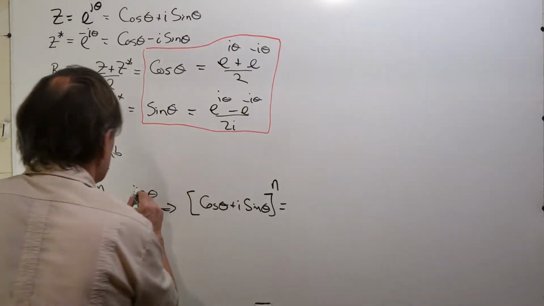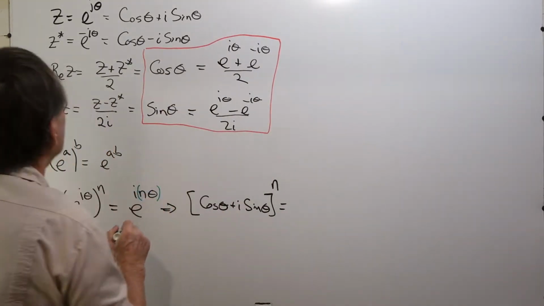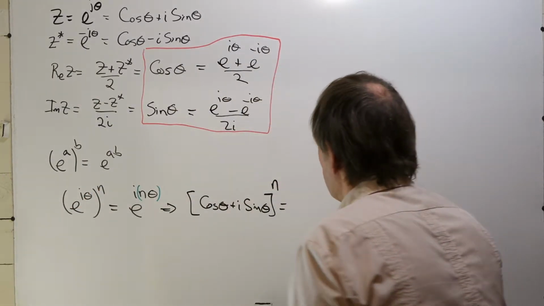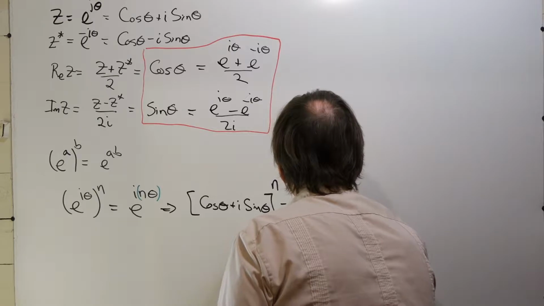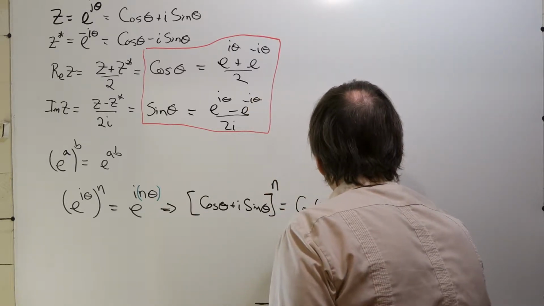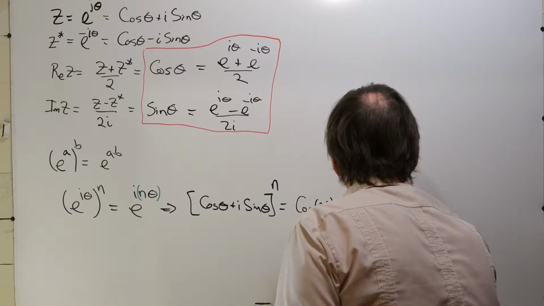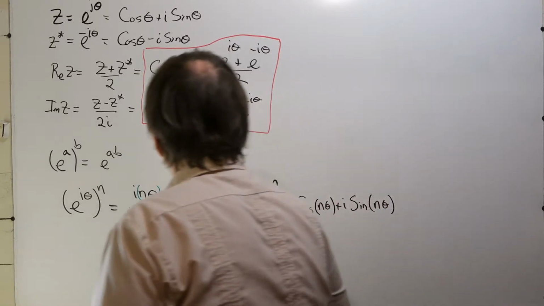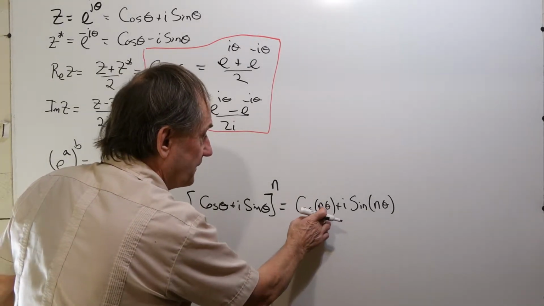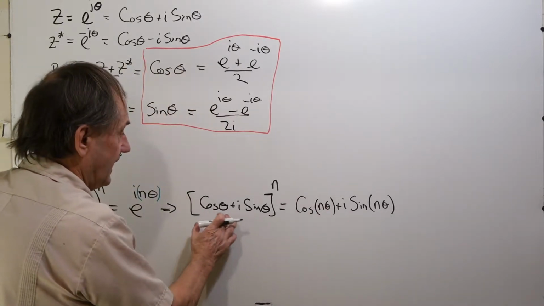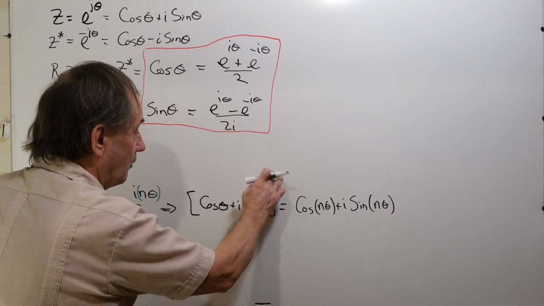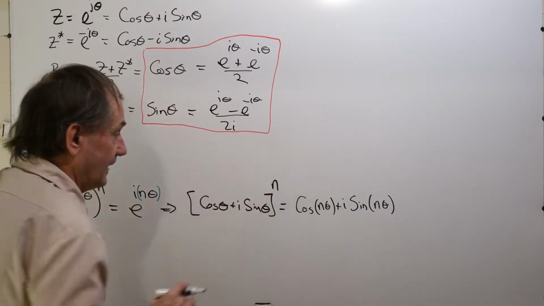We can think of this as being our angle and write this as cosine of the angle, which is n theta, plus i times the sine of the angle, which is n theta. So, this is very curious. The cosine of a multiple angle can be written as the sine and the cosine of a single angle, all raised to a power n.